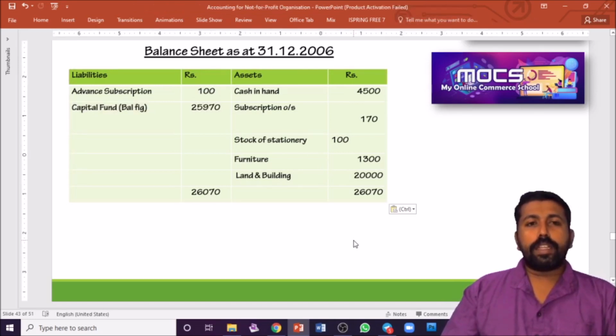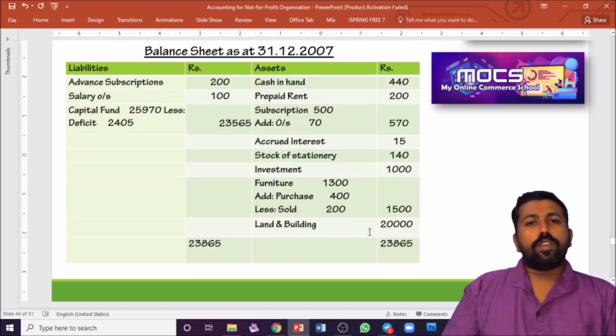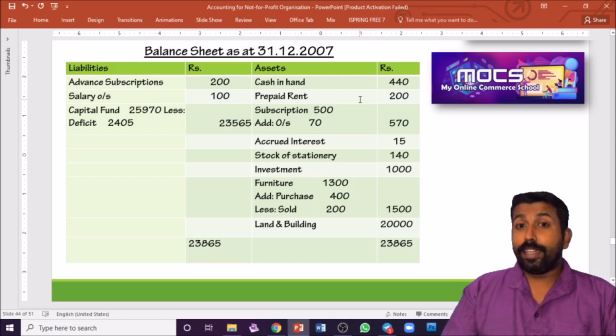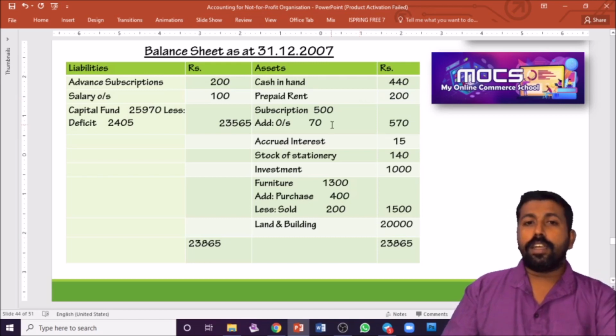After that, we have to prepare the final balance sheet. Cash in hand, the closing value we have taken. Prepaid rent is there in the additional information, 200 taken. Subscription outstanding at the end of the year: this year subscription plus the previous year subscription, total outstanding 570. Interest accrued is there, 15. That is on investment for 3 months. And stock of stationery 140. Investment amount 1000.